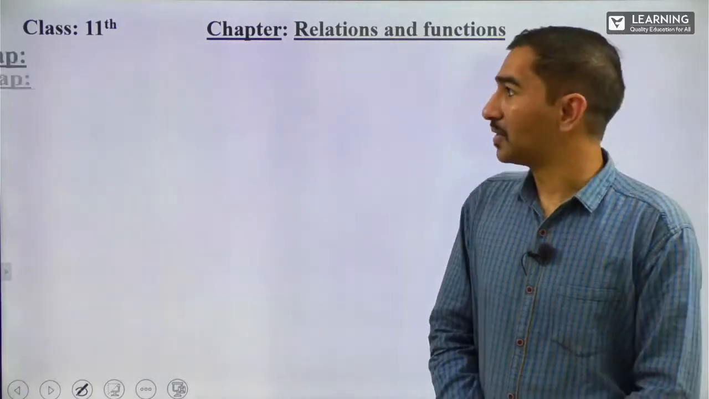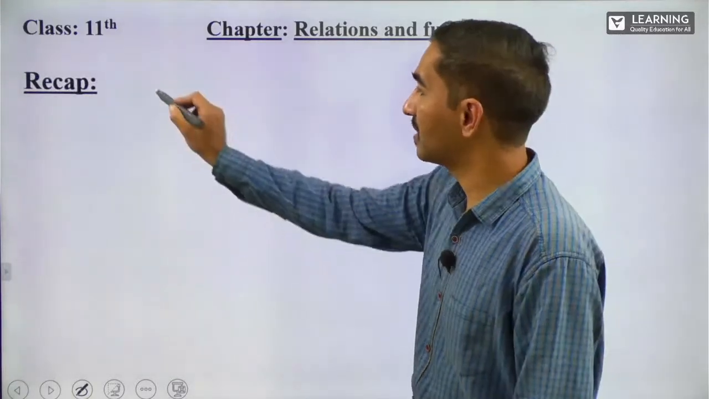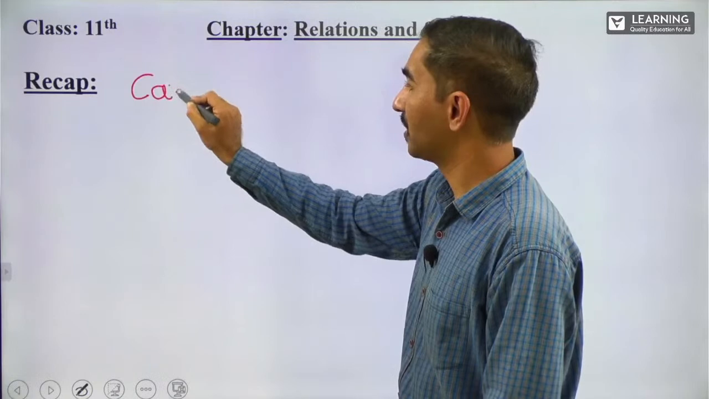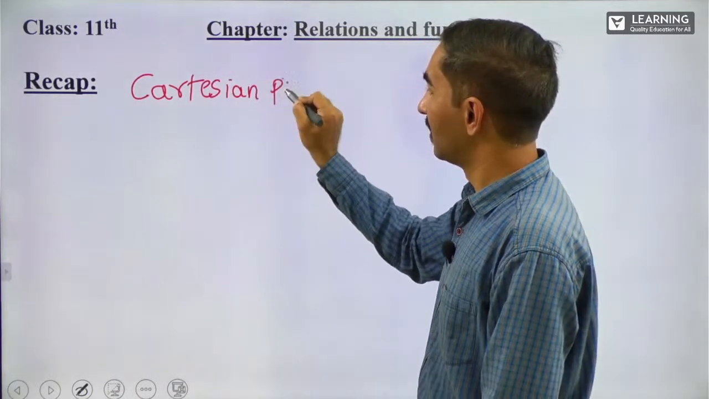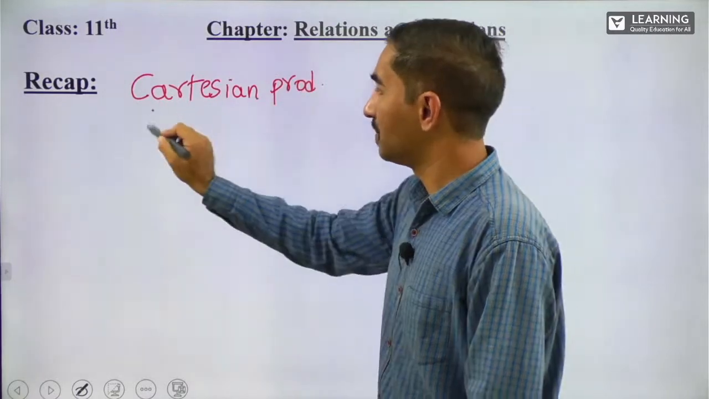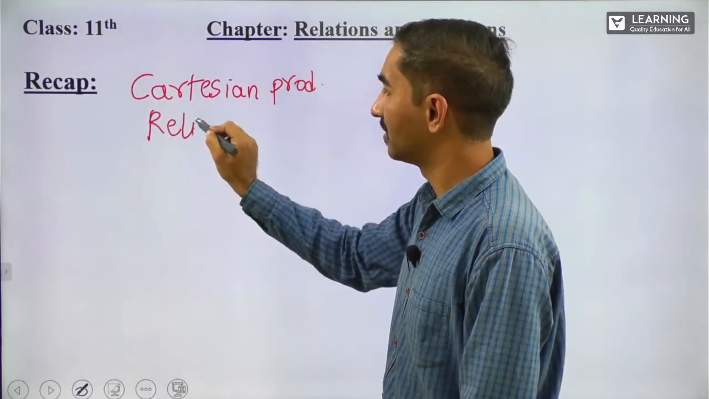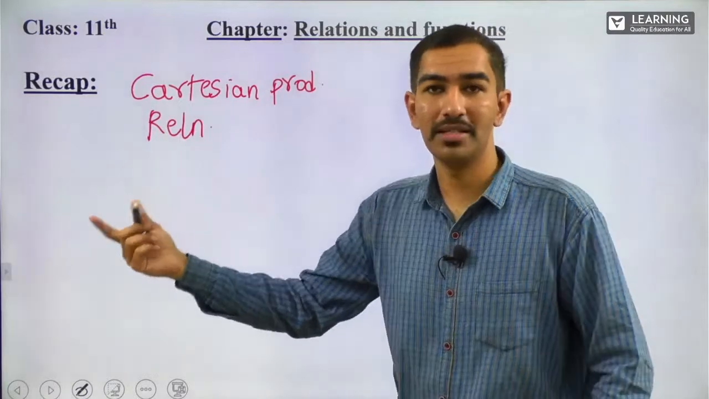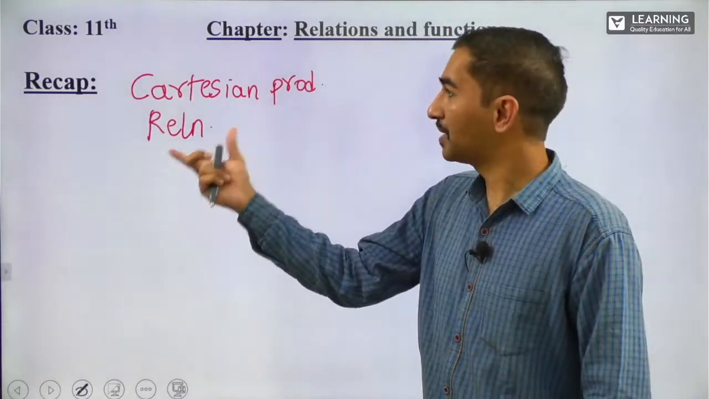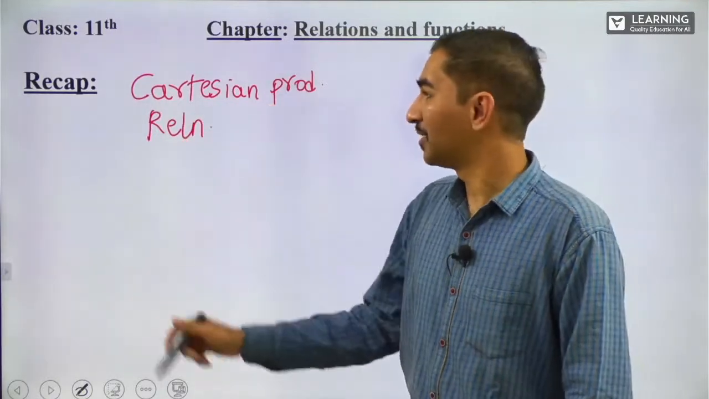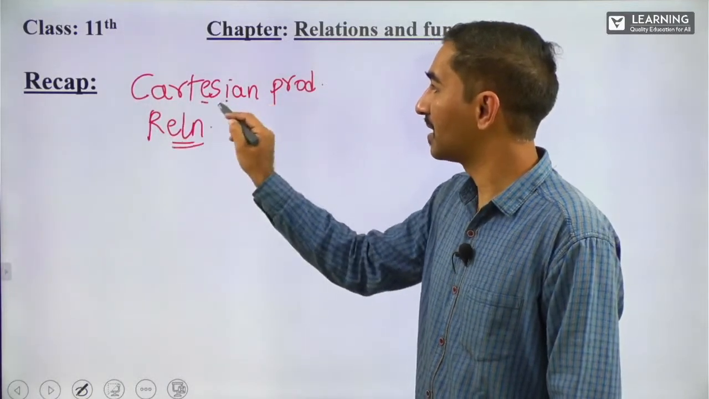So the recap, what we saw in the previous class. We saw about Cartesian product. And we also saw what is the meaning of relation. What is relation, students? Relation is nothing but a set of ordered pairs, and this is also the subset of this Cartesian product.